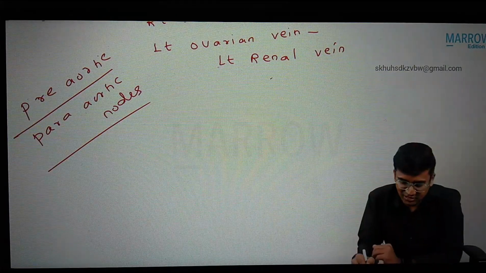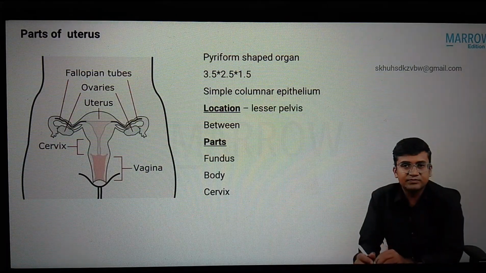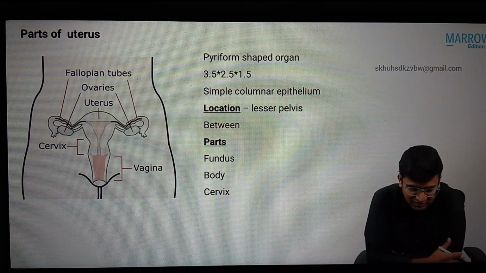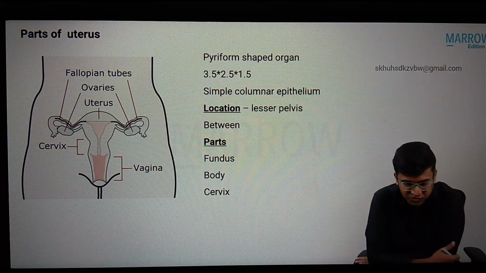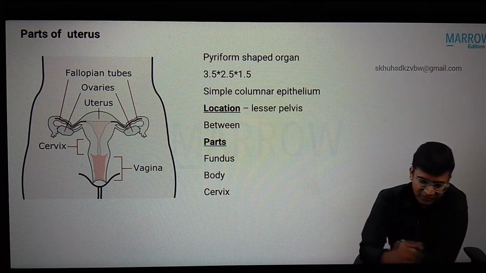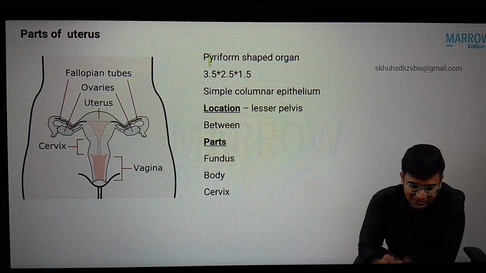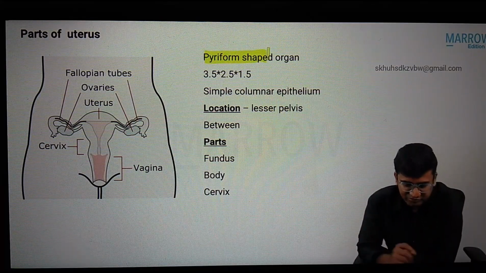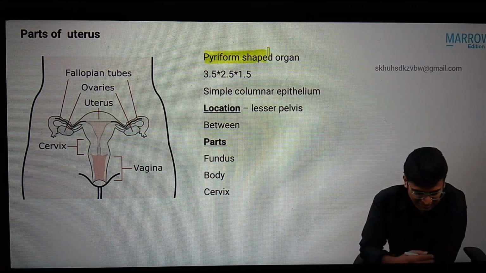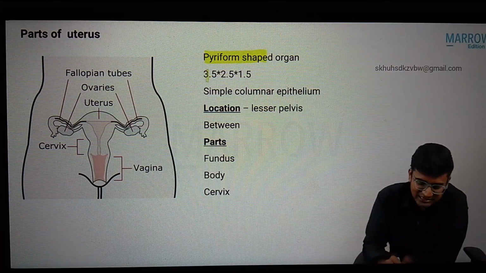Now next we're going to discuss the uterus. Some basic points first you have to know. What is the shape of the uterus? The uterus is a pyriform shaped organ. Measurements and all, you won't get in the exams.